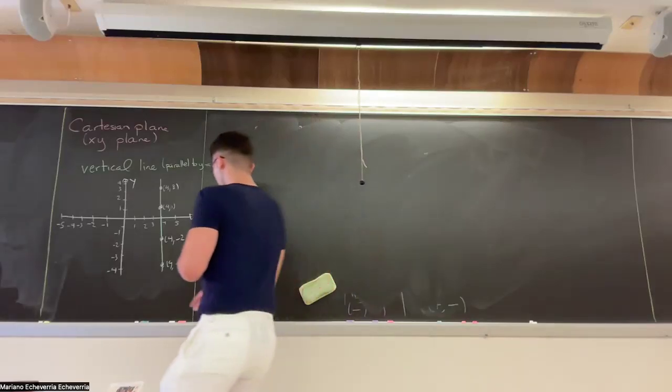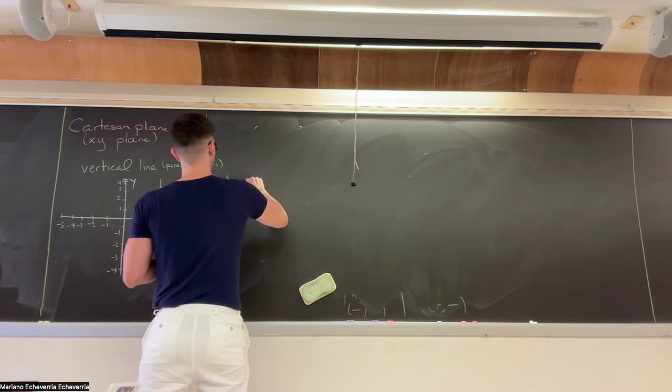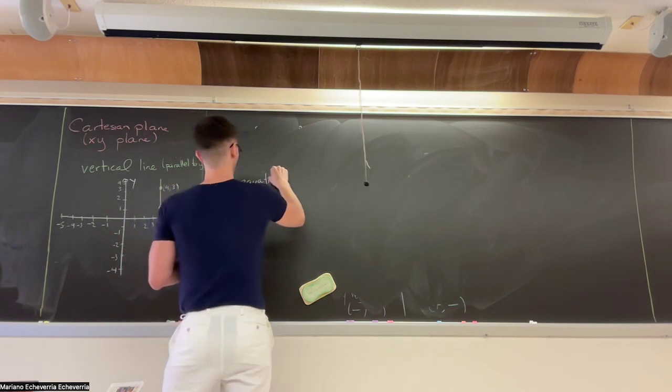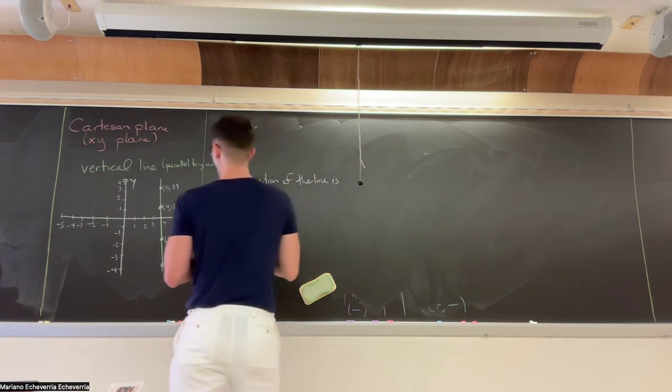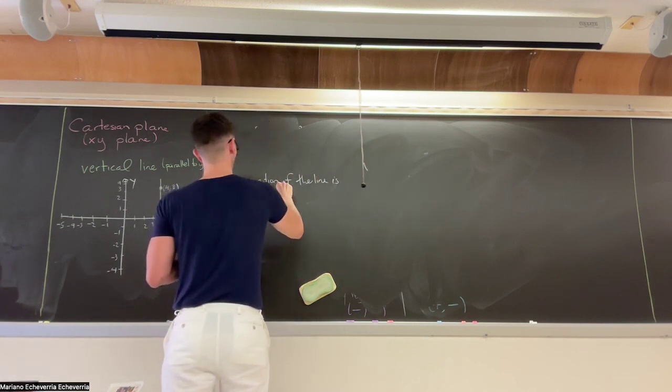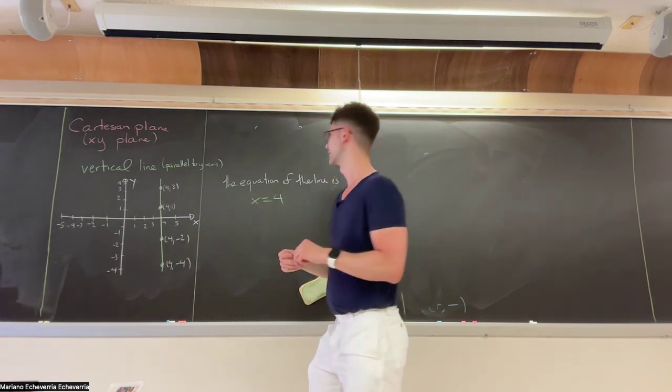So for this line, the equation of the line is x equals 4, because every single point on the line has x value equal to 4.